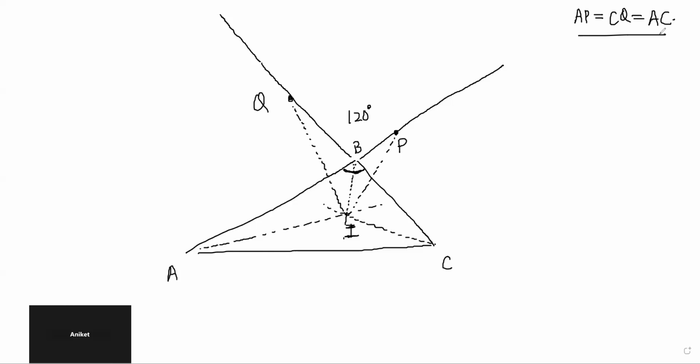First, we have to join, I think, CP and AQ. We don't have to necessarily join it, but let me think what we can do first. 120 is here. If you take angle A as 2x and angle C as 2y, then I can say that this angle is x and this angle is y, right? And I know angle ABI is 60. This much is 60.